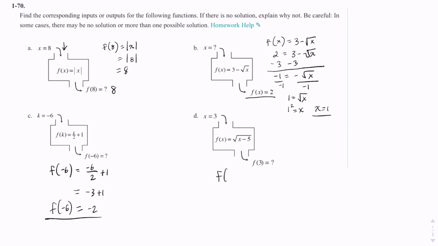So I get f of 3 equals the square root of 3 minus 5. F of 3 equals the square root of negative 2. And there is no real number solution for the square root of negative 2. So we could write no solution there, right? No solution. There is no real number solution for the square root of a negative number.